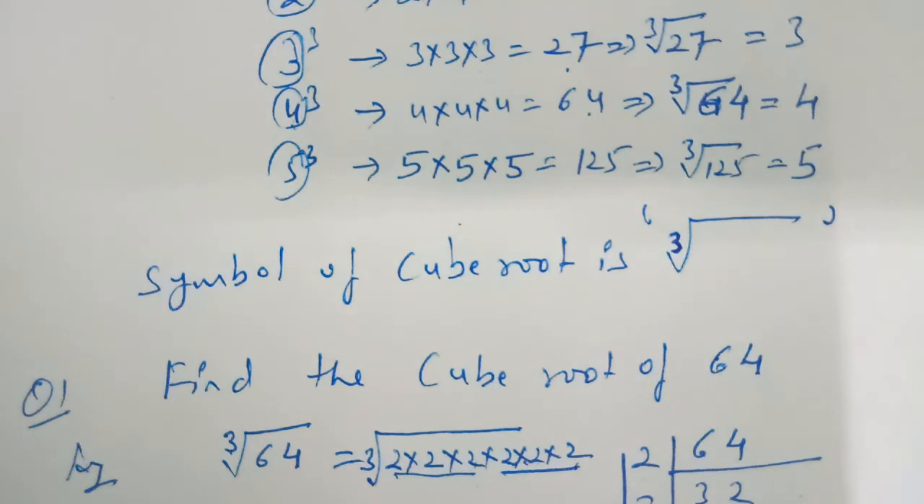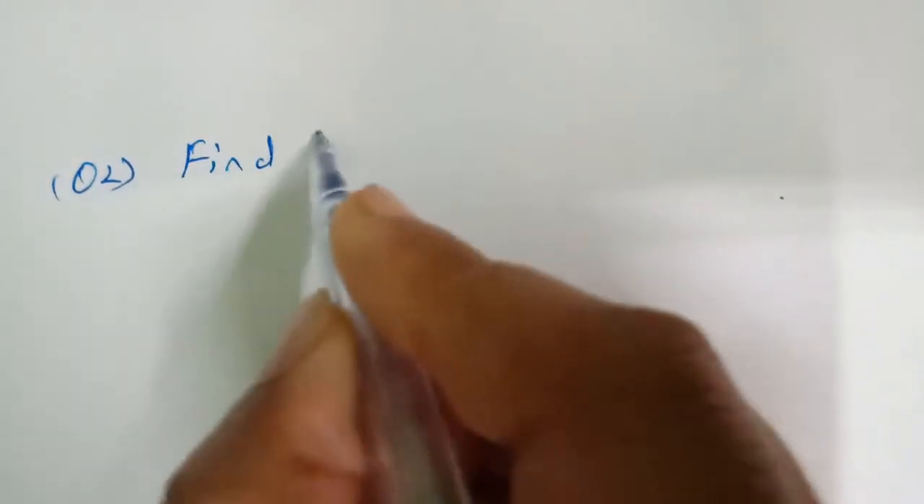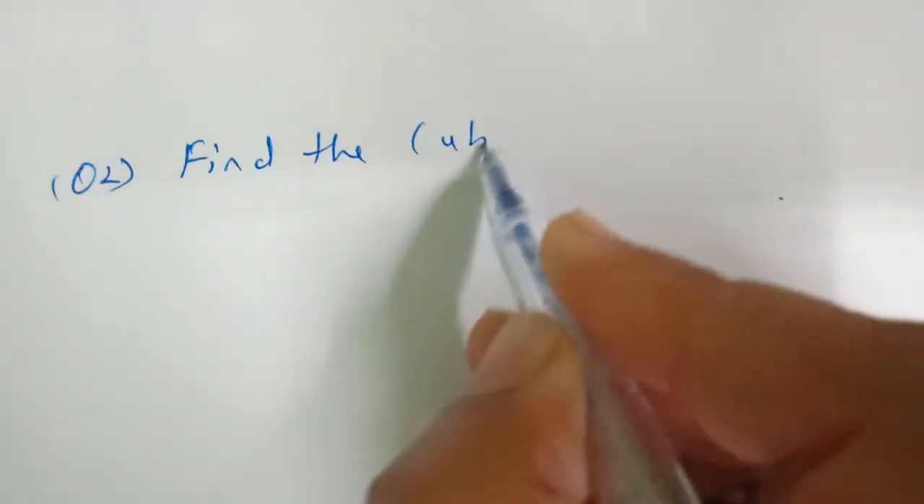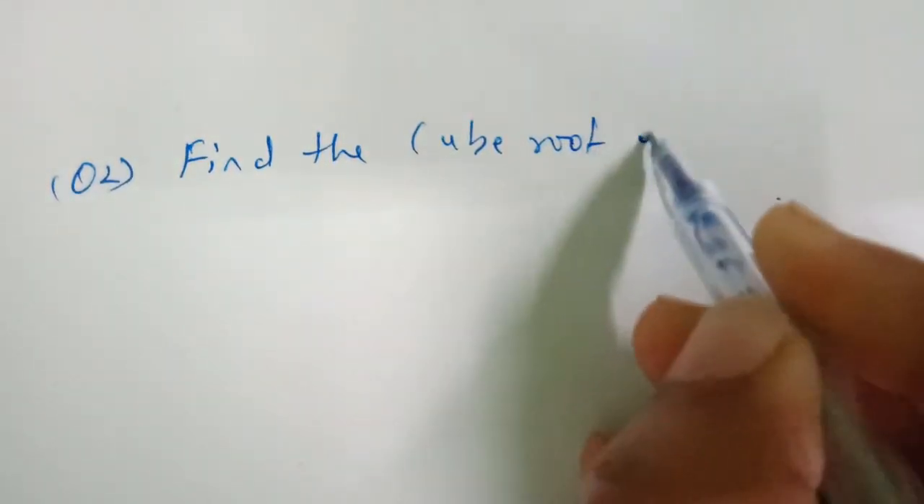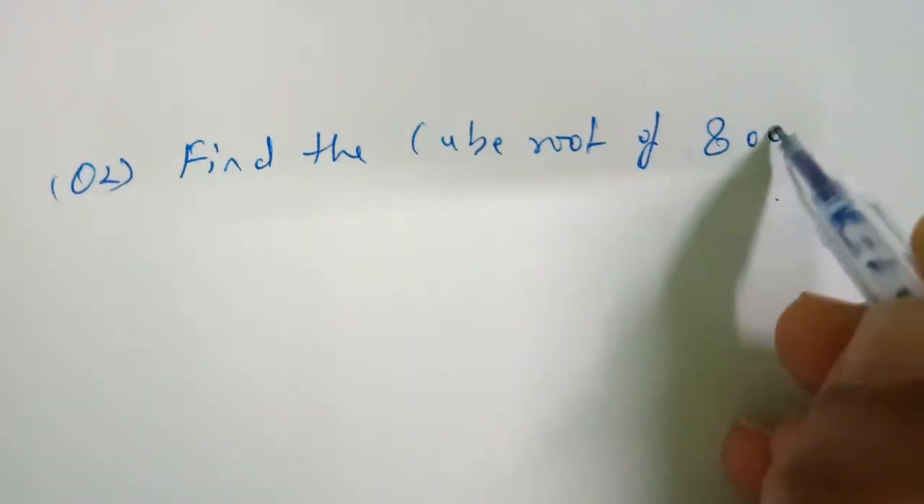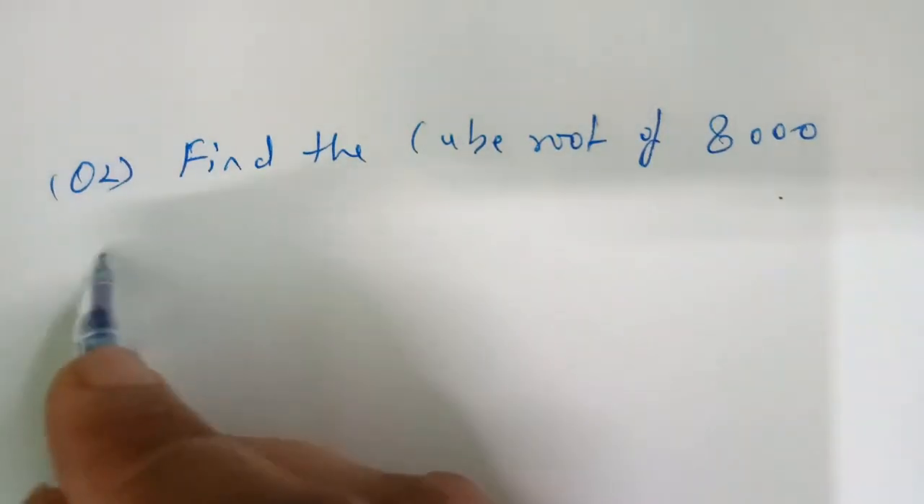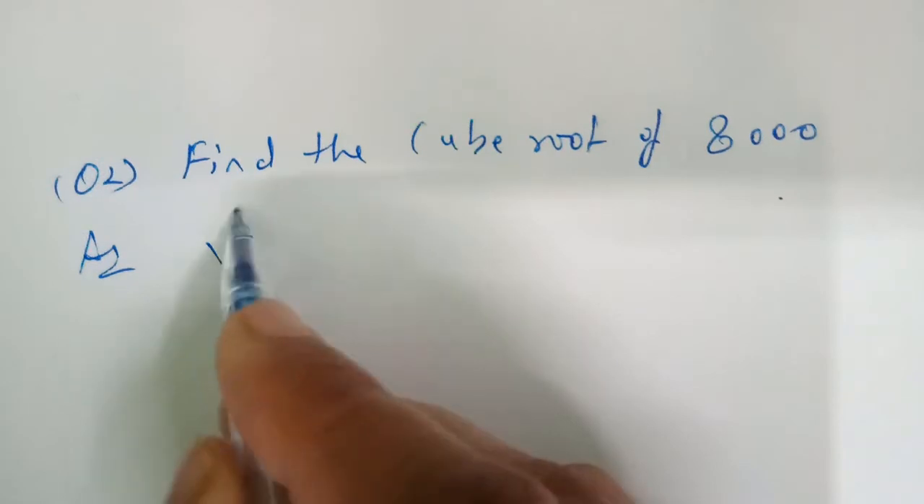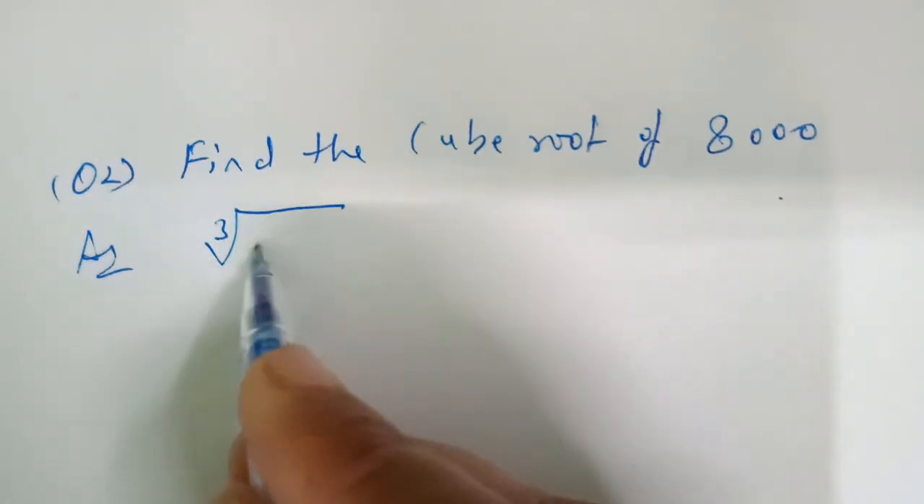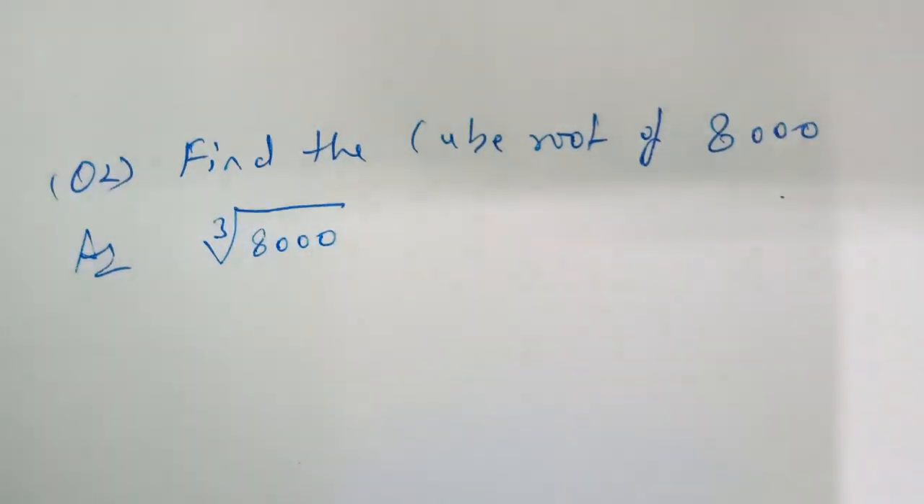A little bigger example. Let us find the cube root of 8000. Question number 2. Find the cube root of 8000. It means in the symbol we can write cube root of 8000, we have to find.